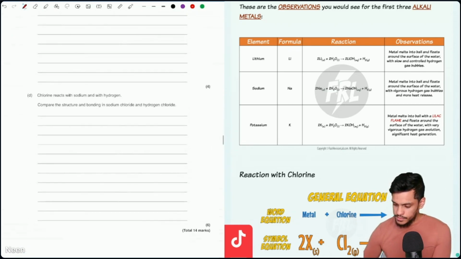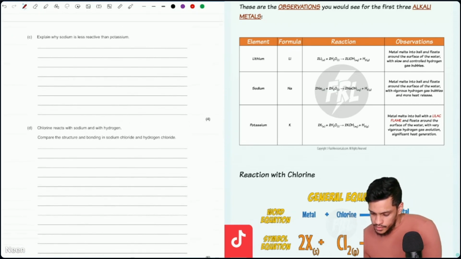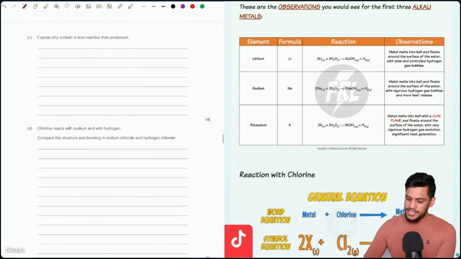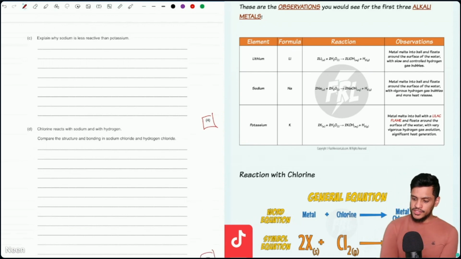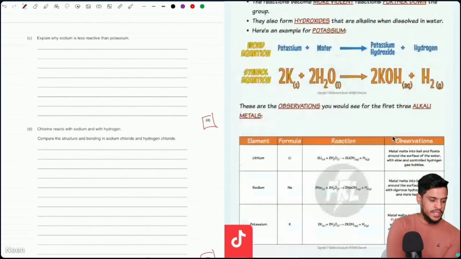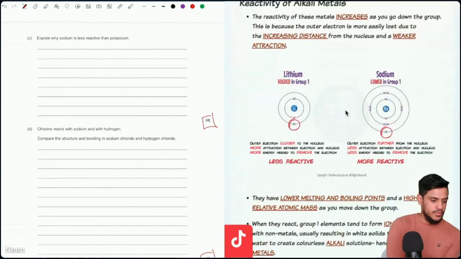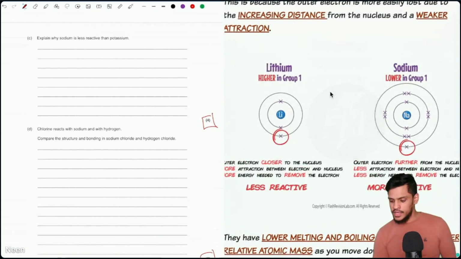And then we're on the last page. Explain why sodium is less reactive than potassium. Okay, so we got 4 marks here. Why is sodium less reactive than potassium? Let me show you here. So here we got lithium and sodium, but it's pretty much the same explanation.